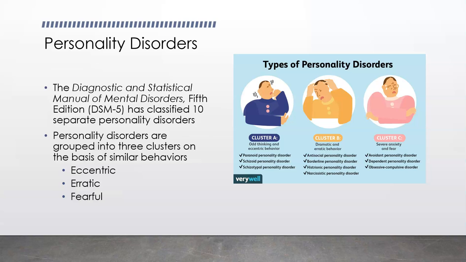So personality disorders, when we look in the DSM-5, there are 10 separate classifications. They're classified into different clusters. So cluster A are your odd thinking, eccentric behaviors: paranoid, schizoid, schizotypal. Cluster B are your dramatic and erratic behaviors. These are the most exhausting to deal with. Going to be your antisocial, borderline, histrionic, and narcissistic. And cluster C, severe anxiety and fear. They're going to be your avoidant, dependent, and obsessive compulsive. There is a table 30.1 in the book that is good to check out.